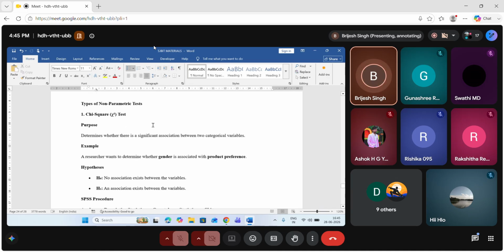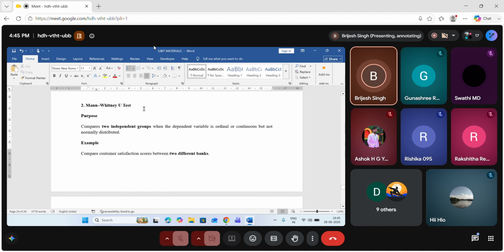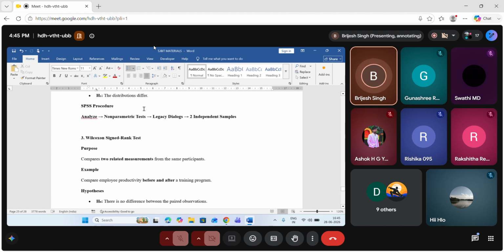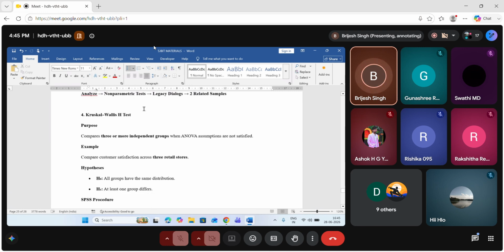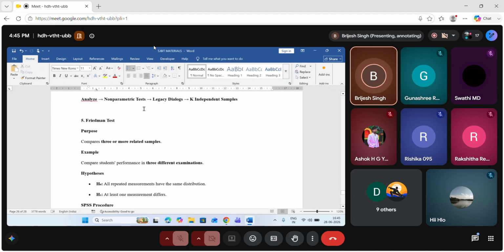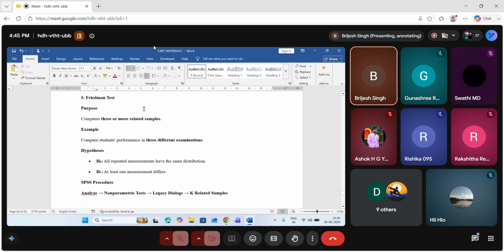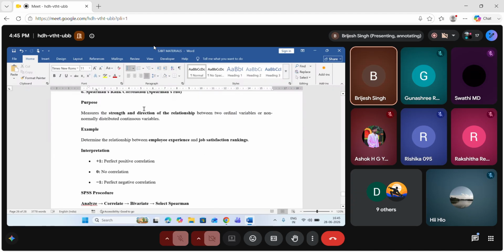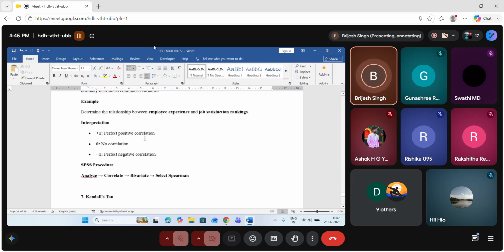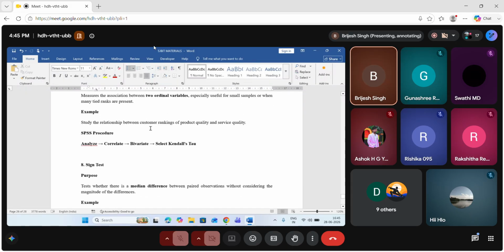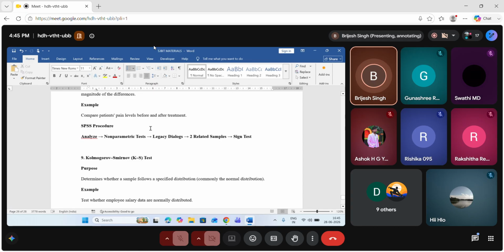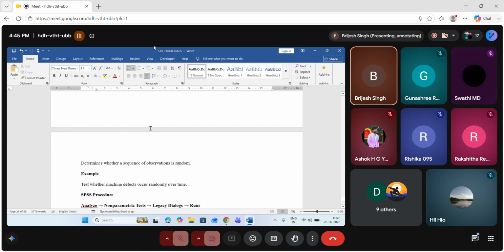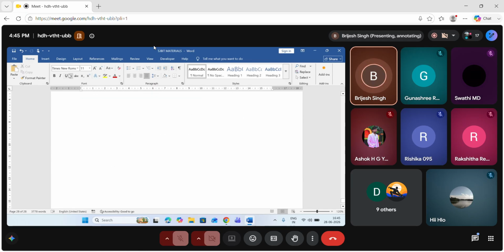So which are the tests which come under the non-parametric test? One is chi-square test, Mann-Whitney U test, Wilcoxon signed rank test, Kruskal-Wallis test, then Friedman test, Spearman rank correlation, then Kendall's tau, then sign test, Kolmogorov-Smirnov test, that is KS test also, runs test. Okay, these are the different types of test which come under the non-parametric test.